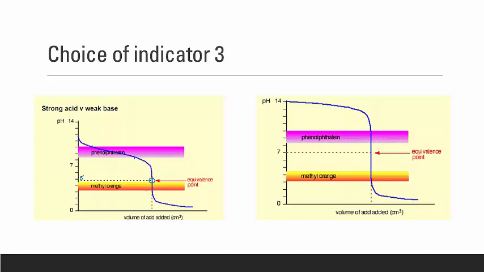If we use methyl orange, on the other hand, that's going to change colour around the equivalence point. So the end point is going to match the equivalence point. So that's the right indicator for this titration over here.